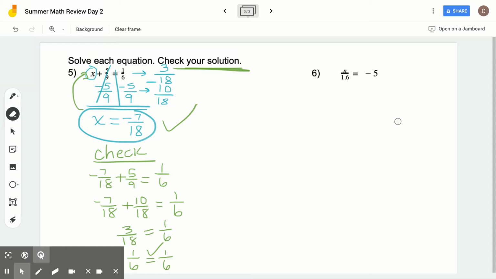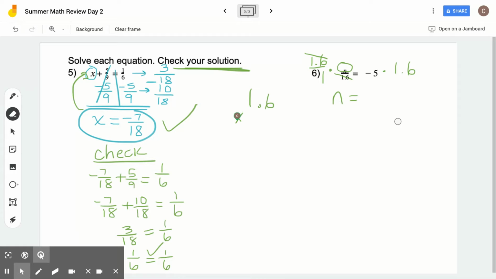Number 6, n divided by 1.6 is equivalent to negative 5. So again, we want to isolate our variable. We're going to want to do the inverse of dividing by 1.6, which would be to multiply by 1.6. When I multiply the left side by 1.6, these two cancel out. And we are left with n equals negative 5 times 1.6.